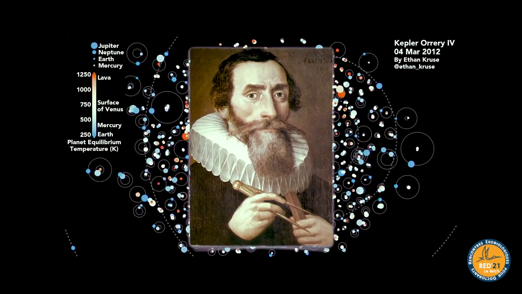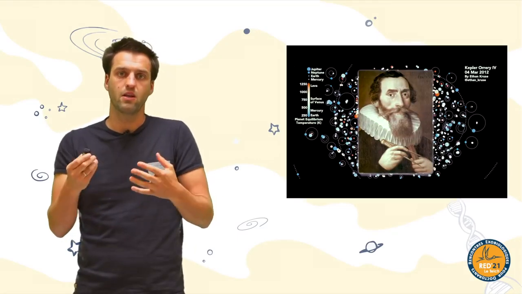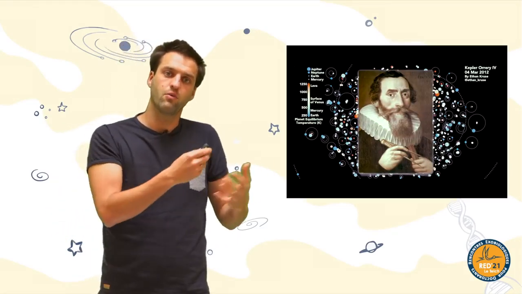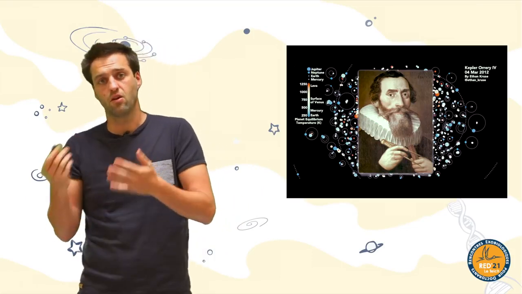I showed you this image. For those who don't know, this is Kepler, and I think it's interesting because actually, thanks to this mission, we discovered a lot, but still, we are now, at the end of this mission, let's say, at the stage where Kepler was when he was looking at the solar system. So we know that there are planets.